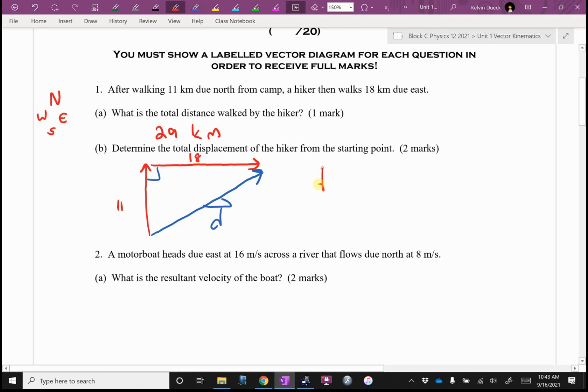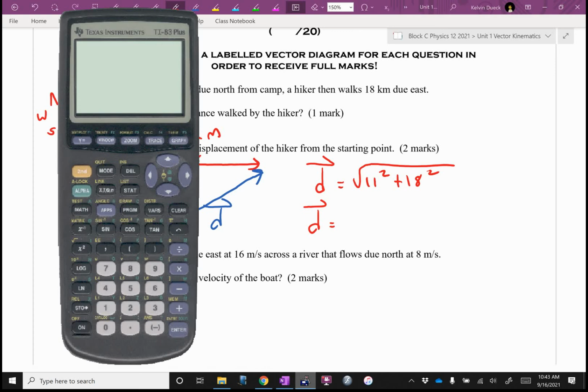The magnitude of the displacement is going to be the square root of 18 squared plus 11 squared. If you didn't write that, I'm okay. I'm just showing that so that in our answer key when you're looking later, you know what we did. So the displacement is going to be, is it 21.1?